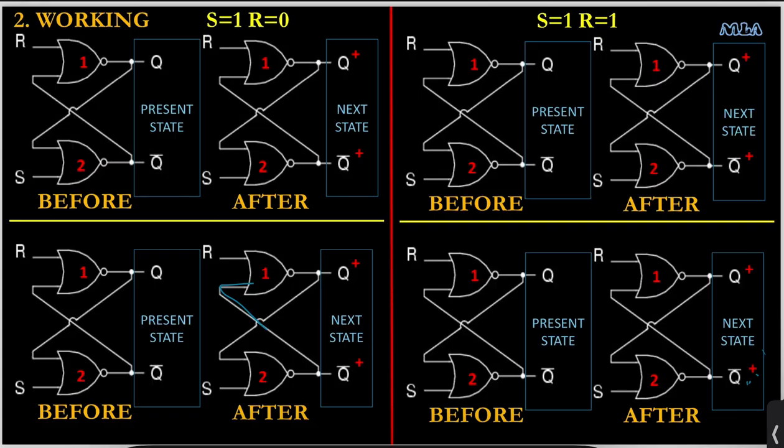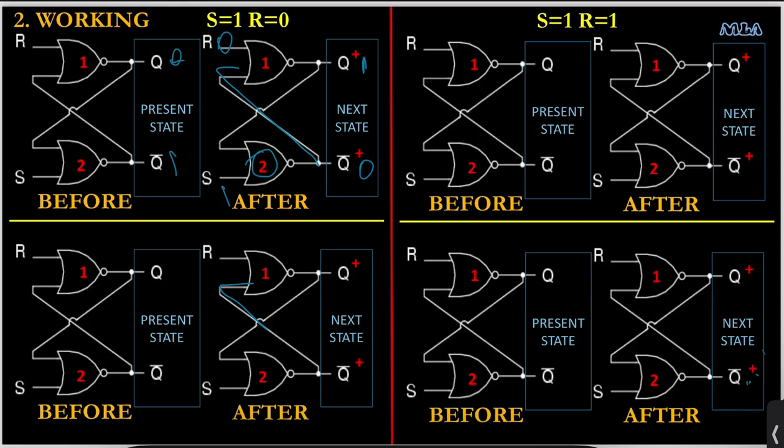Again, the two segment analysis. Let us consider that Q is 0, Q bar is 1. Now we are applying S as 1 and R as 0. With S as 1, one of the inputs to gate number 2 is 1, hence the output Q bar plus will be 0. Now both the inputs to gate number 1, that's Q bar plus and R being 0, the output Q plus will be 1.